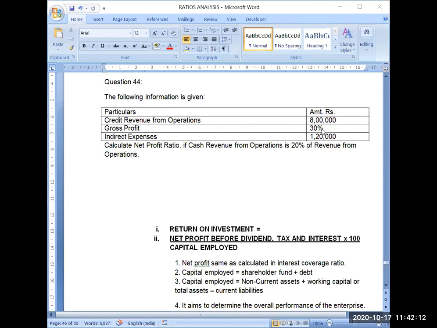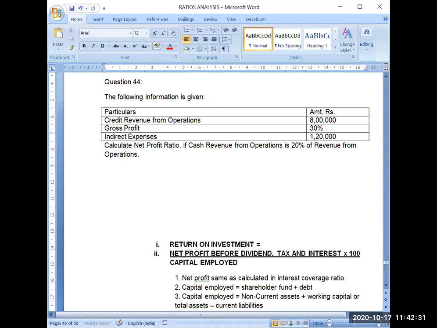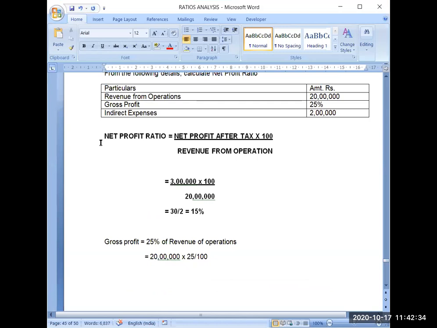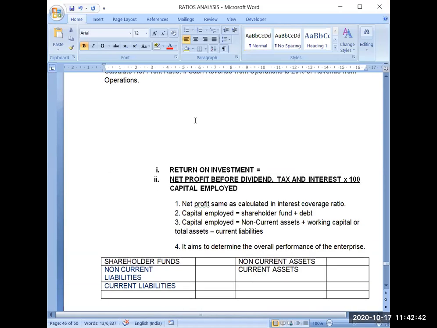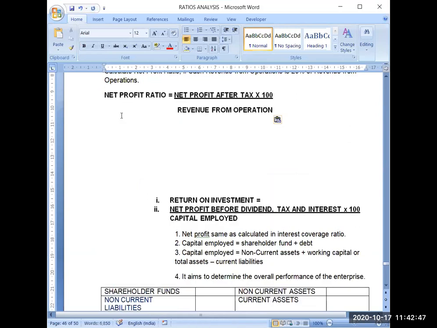Then indirect expenses, 1,20,000. Calculate net profit ratio if cash revenue from operation is 20% of revenue from operation. Because in the question, credit revenue from operation is given only. But we need total revenue from operation for the purpose of calculating net profit ratio. So first we will write the formula. Net profit ratio is equal to net profit after tax into 100 upon revenue from operation.